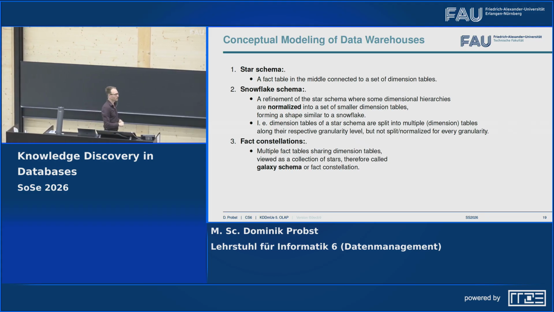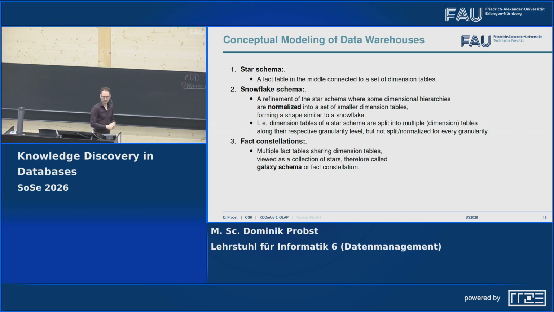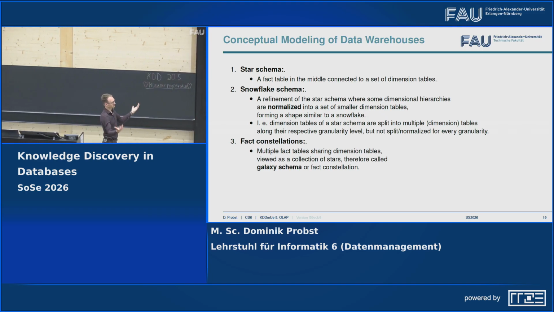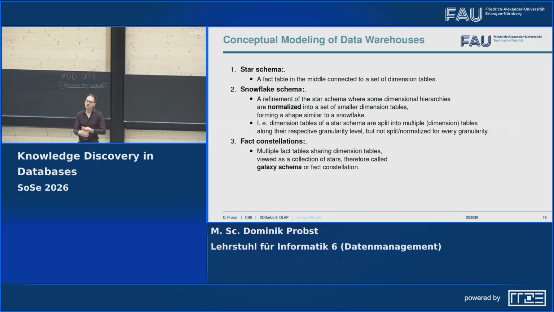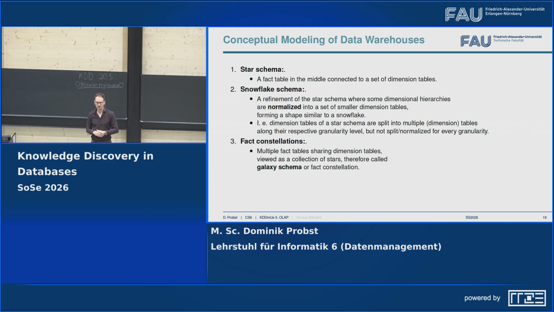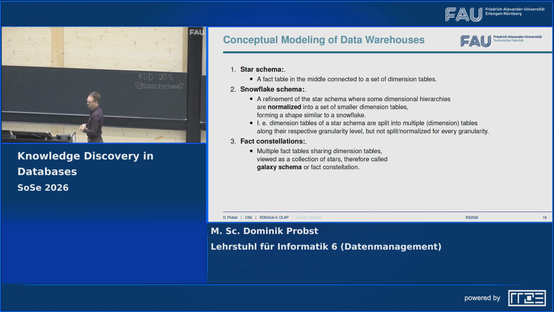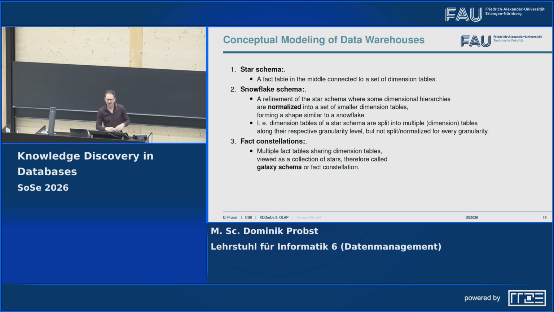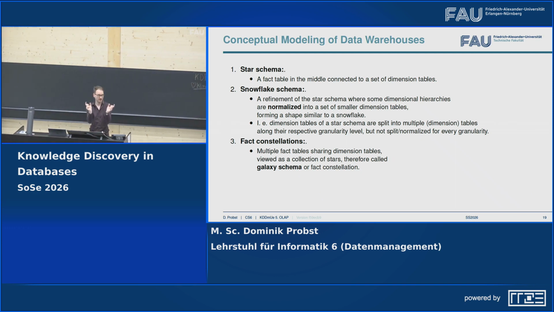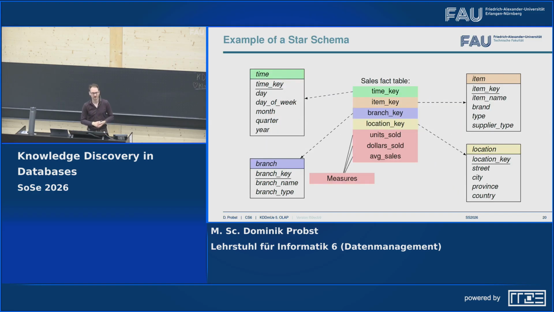And then we can also have so-called fact constellations, where we not only have one fact table, but multiple fact tables, and we are reusing different dimensions. So we can do that with a star schema, we can do that with a snowflake schema. Most often it's done with a star schema, and we just share the tables that are for the dimensions. Let's do some examples because it's easier to comprehend with some examples.